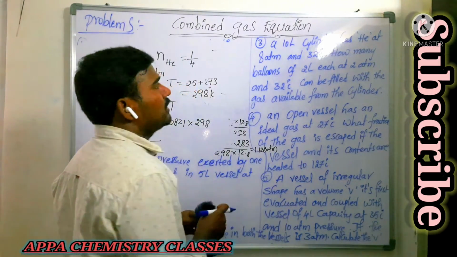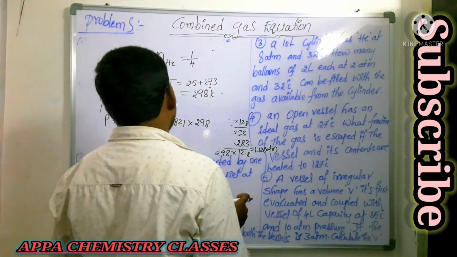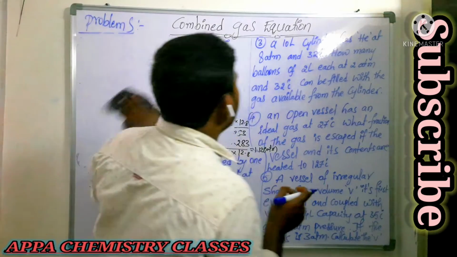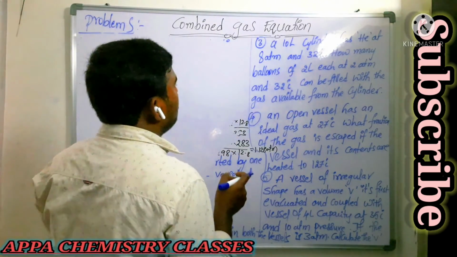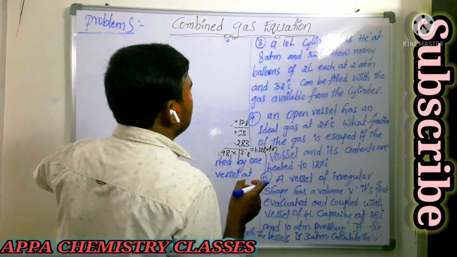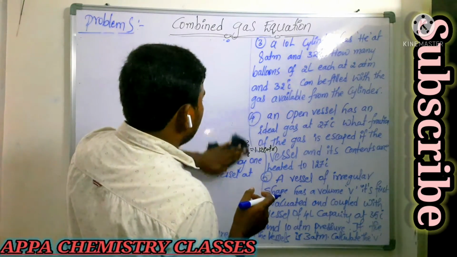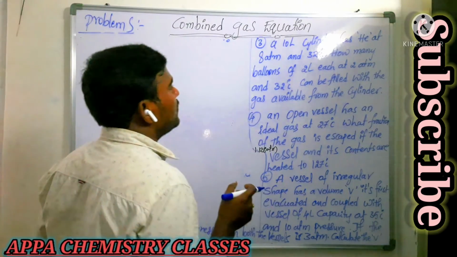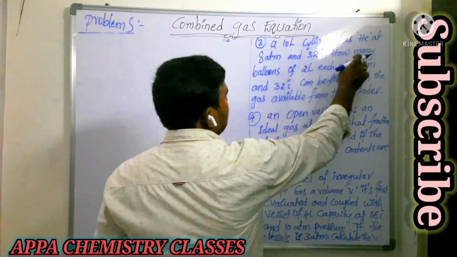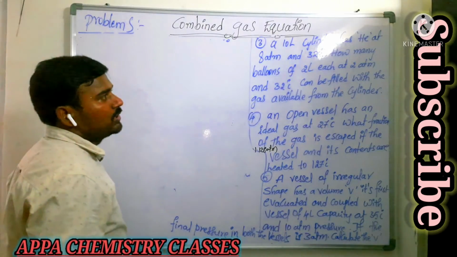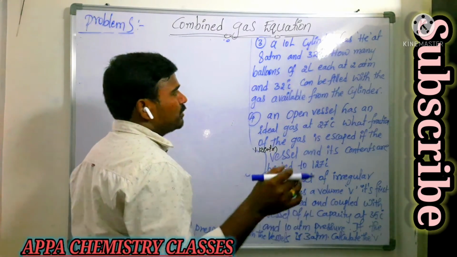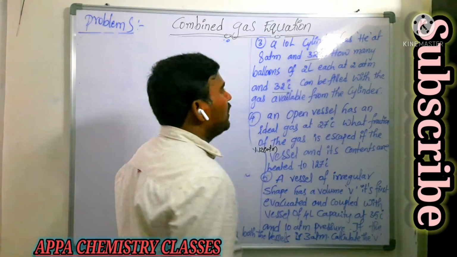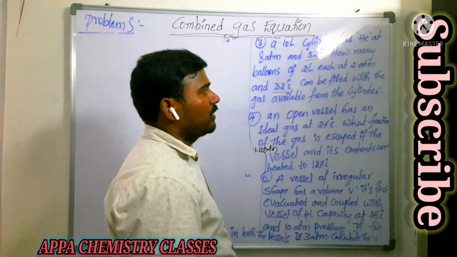What they are saying in the third question: one 10 liter cylinder is there which has helium at 8 atmosphere and 32 degrees Celsius. How many balloons of 2 liter each at 2 atmosphere can be filled at that constant temperature? Temperature is constant. They can be filled with the gas available from the cylinder.